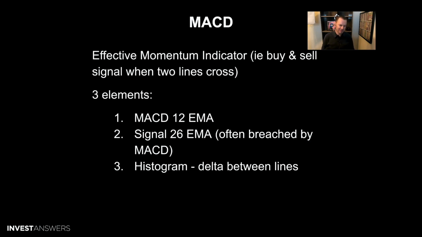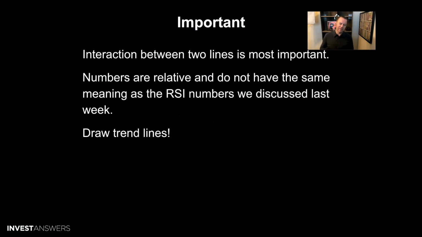So with your 3 elements, you got your 12-day exponential moving average for your MACD. You got your signal line, which is longer, the 26-day exponential moving average, which is often breached by the MACD. It's very important to know that because that's where we get a lot of our information from. And then you've got your histogram. That's the delta between the 2 lines. So that's very good as a visual tool to be able to identify where you need to go.